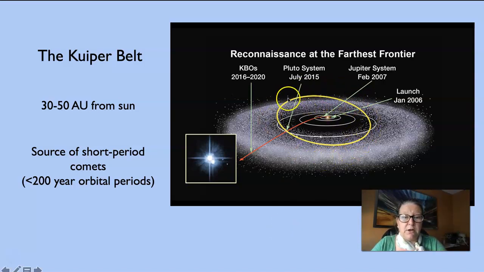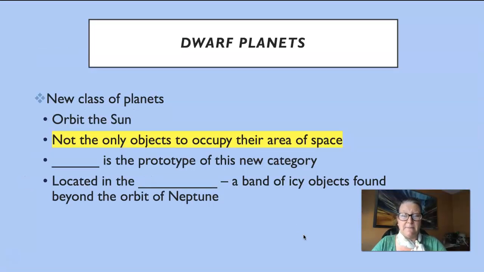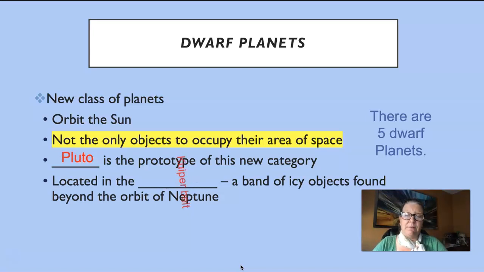Pluto's orbit is shown here in yellow, and Pluto is now considered a dwarf planet, so let's move on to dwarf planets. This was a new class of planets defined only recently, and the key is that these were objects that do orbit the sun, but have not cleared their space, their orbital path of objects. They haven't gravitationally pulled everything and cleaned everything up in their space. And so that's what defines a dwarf planet. There are 5 dwarf planets in our solar system that we know of right now. Pluto is, of course, the prototype of this category. And again, these are generally located in the Kuiper belt beyond the orbit of Neptune.